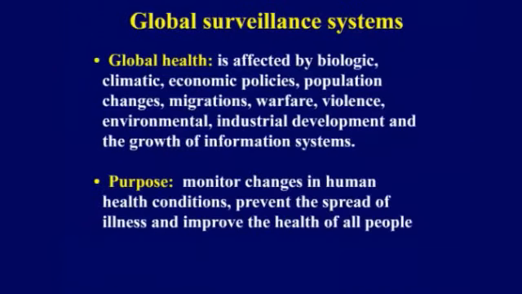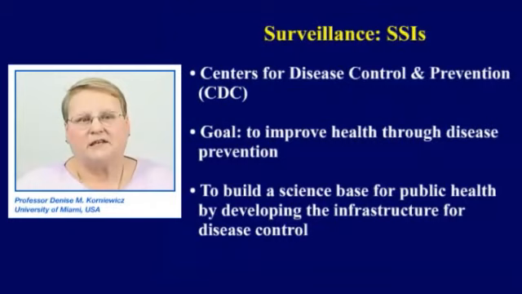Global health includes both the biological and the economic policies of a monitoring system, and most of the global surveillance programs monitor any types of changes in human health to prevent disease. When we survey SSIs, for example, the CDC helps to improve health or prevention of the disease by the numbers of SSIs that are reported regionally, nationally, and then globally. And hopefully the surveillance helps to build the infrastructure for a prevention method for SSIs.